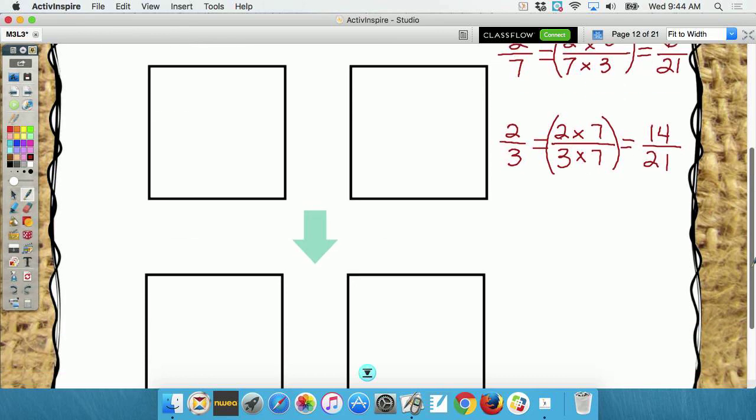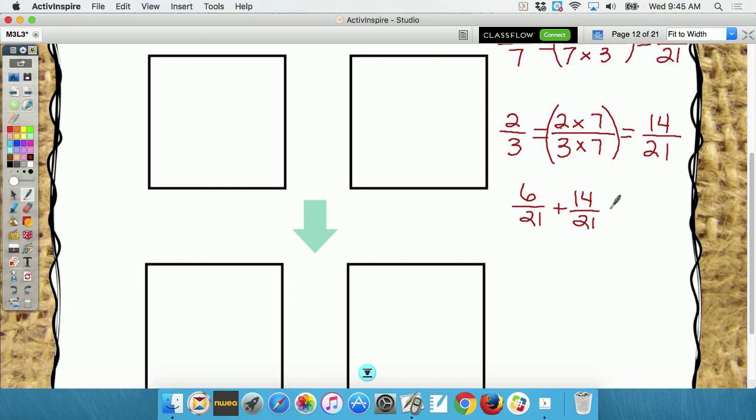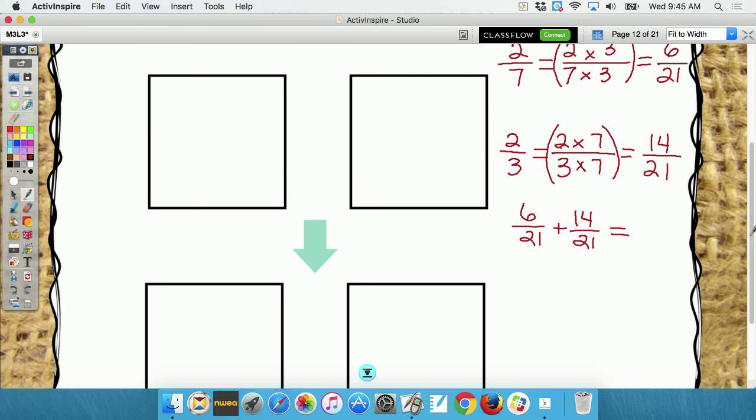So now I can add. What am I going to add? 6/21 plus 14/21. Good. Tucker, I know you can't see very well, I'm sorry. So my answer, 6 plus 14 equals 20, so 20/21. Okay, well, you can look down the side.